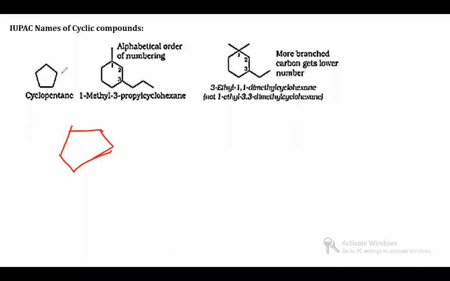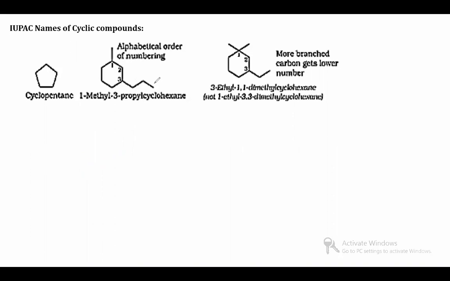Okay, 1, 2, 3, 4, 5. First carbon links to the last carbon: cyclopentane. And in the case of this compound, look here, 1, 2, 3, 4. We'll be using all these locant rules, then alphabetical order. Everything you need to keep in mind for the nomenclature.